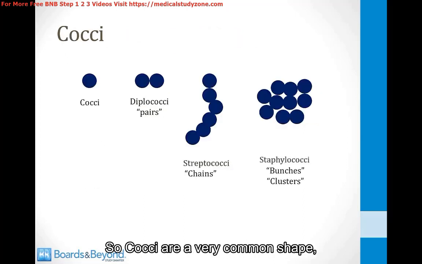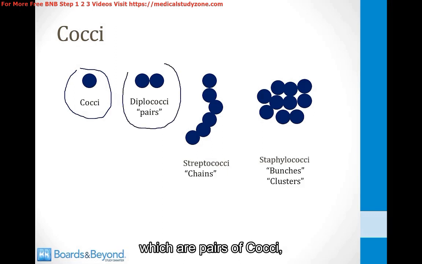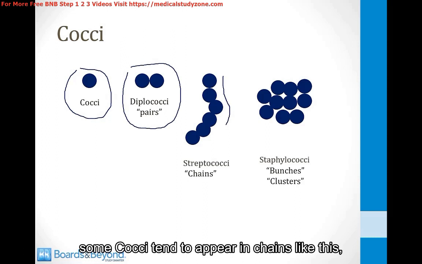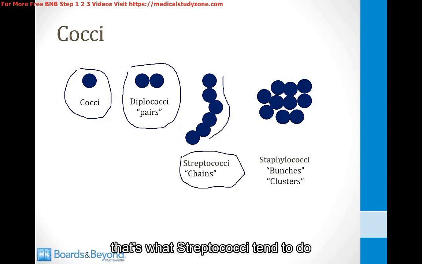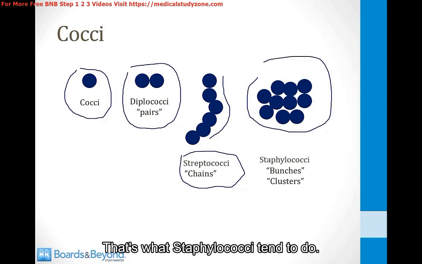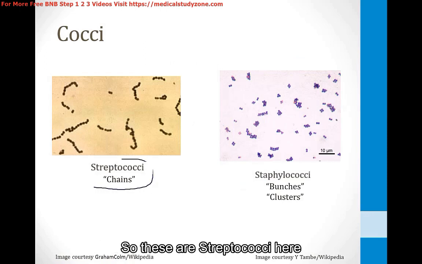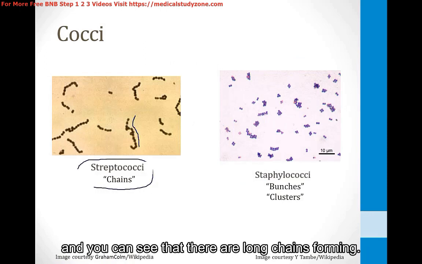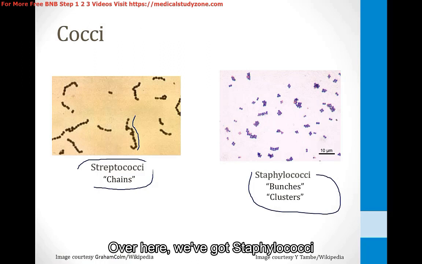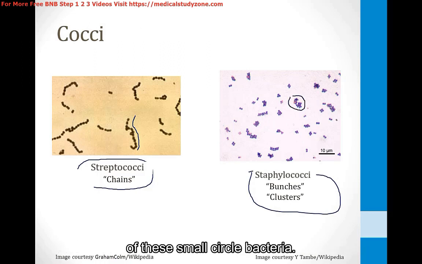So cocci are a very common shape, especially for gram-positive bacteria. They're little circles like this, and they tend to come in certain patterns. Sometimes you'll see diplococci, which are pairs of cocci. Some cocci tend to appear in chains like this. That's what streptococci tend to do. And some tend to grow in bunches or clusters. That's what staphylococci tend to do. On this slide, I've shown you some pictures of how these things look under the microscope. These are streptococci here, and you can see that there are long chains forming. Over here we've got staphylococci, and you can see that there are little bunches together of these small circle bacteria.